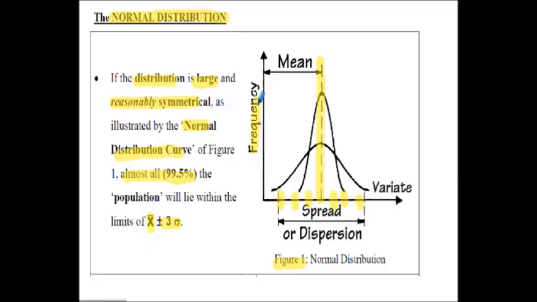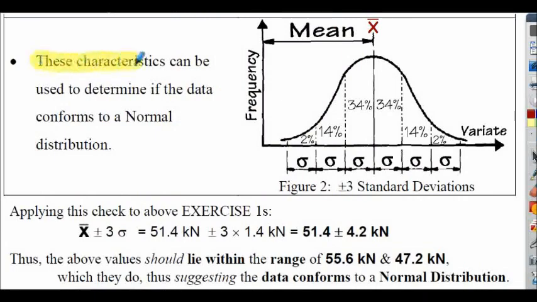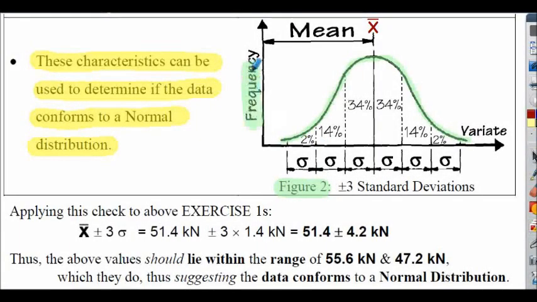Notice we've got frequency plotted on the vertical and the variate on the horizontal. So the characteristics shown here can be used to determine if the data supplied conforms to a normal distribution. In figure 2 here on the right hand side, we show a normal distribution curve. We have the frequency plotted on the vertical axis and the variate plotted on the horizontal axis.